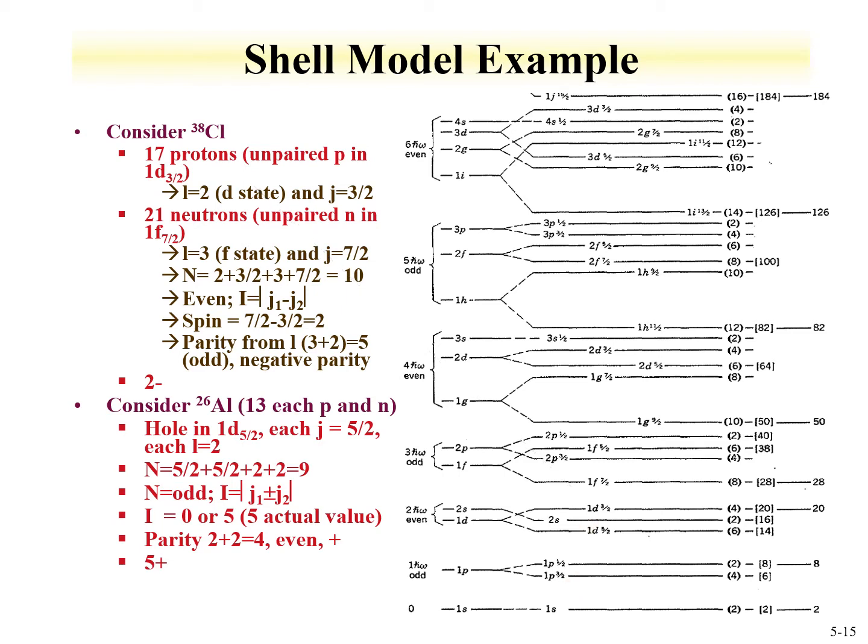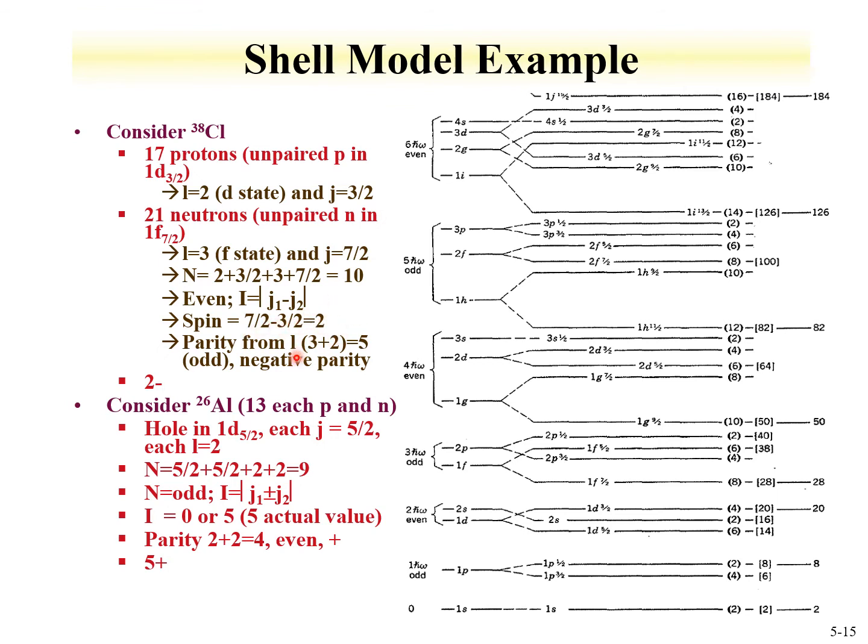The 21st neutron, there's 20, 21, is in the 1f 7/2 state. So L is 3 for the F state, J is 7/2. So the Nordheim number is just 2 plus 3/2 plus 3 plus 7/2, that's equal to 10. That's an even number, so the spin is just going to be the absolute value of the difference between 7/2 and 3/2. 7/2 minus 3/2 is 4/2, the spin is 2.